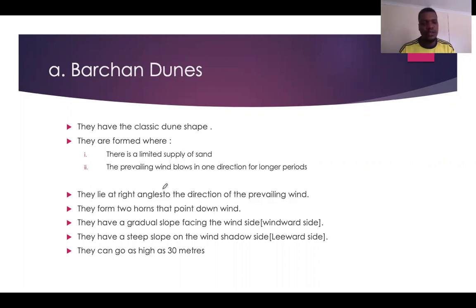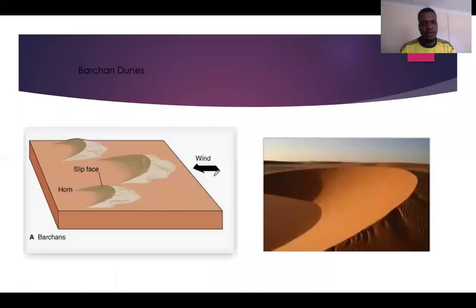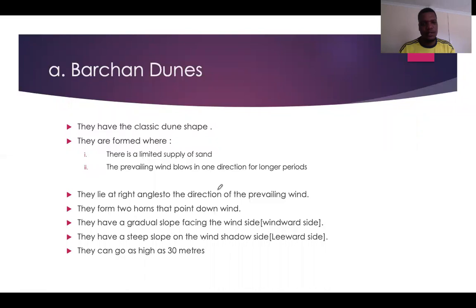You have to understand what we mean by lying at right angles to the direction of the prevailing wind. So let's go to the page so that we see. The prevailing wind is going in this direction, right? And this dune is pointing that direction. As you can see here, they are at right angles to each other. That's what that statement means.